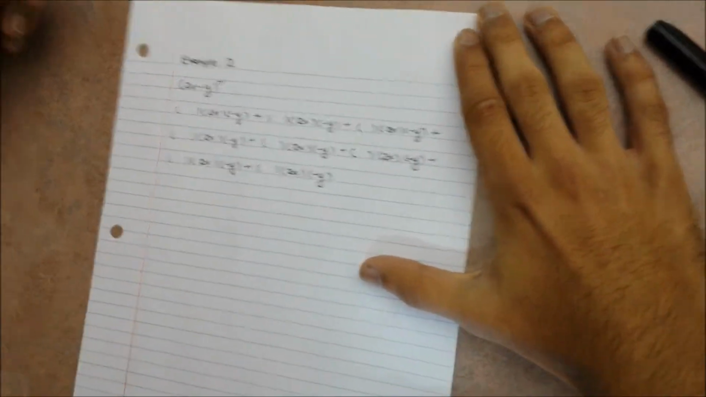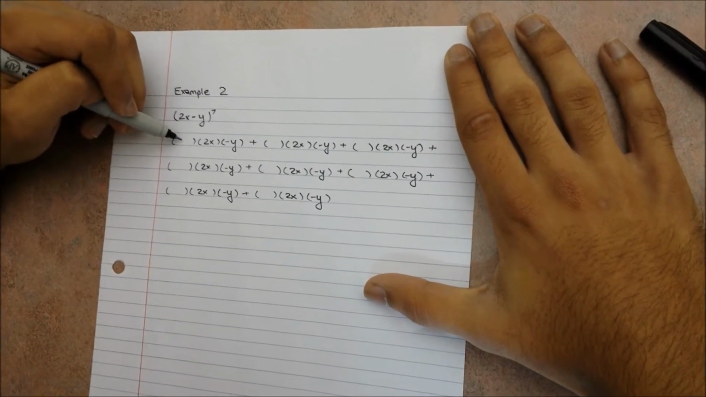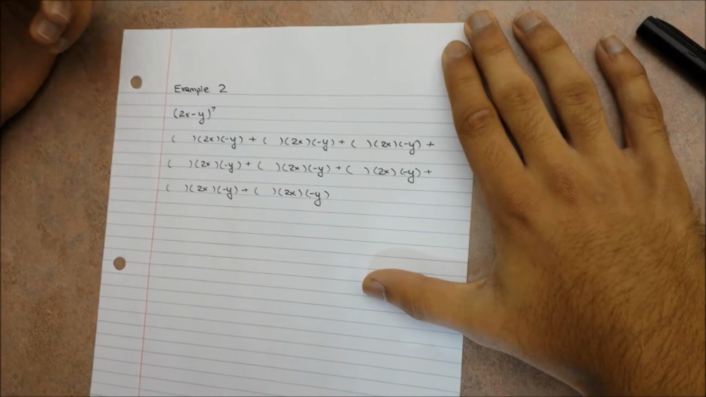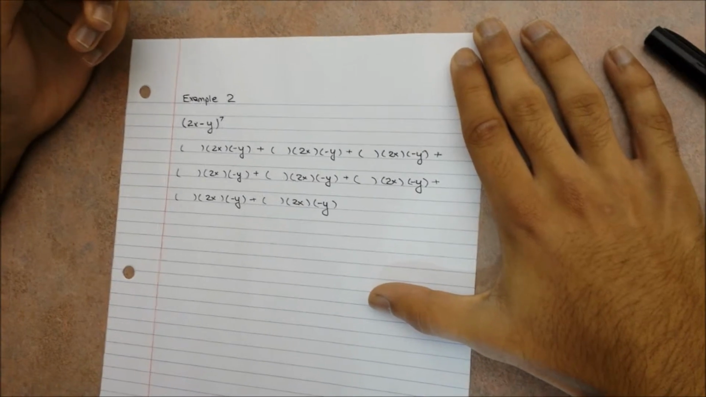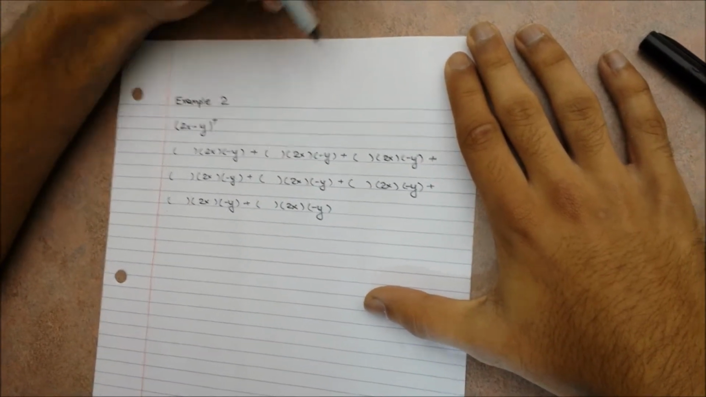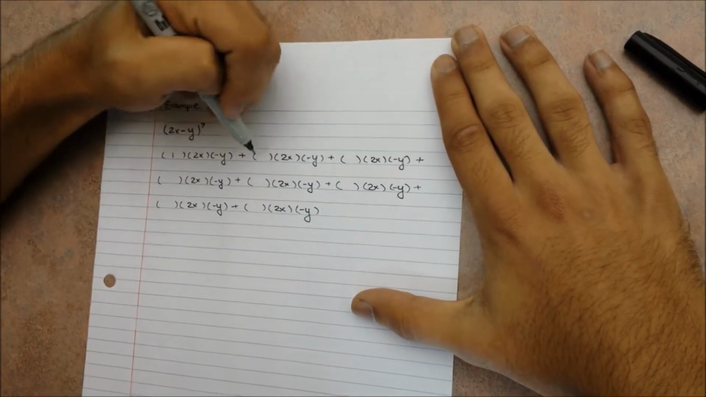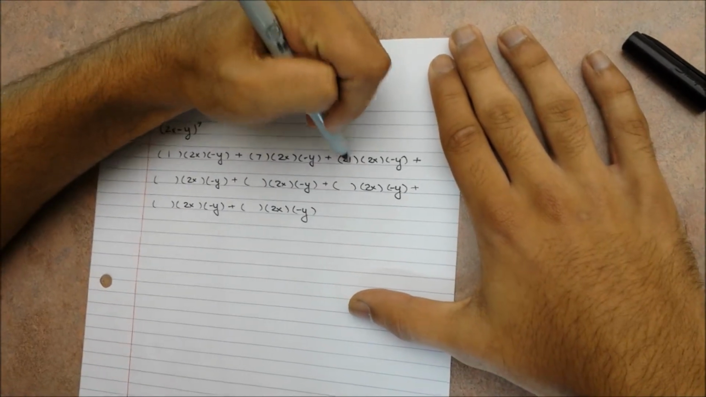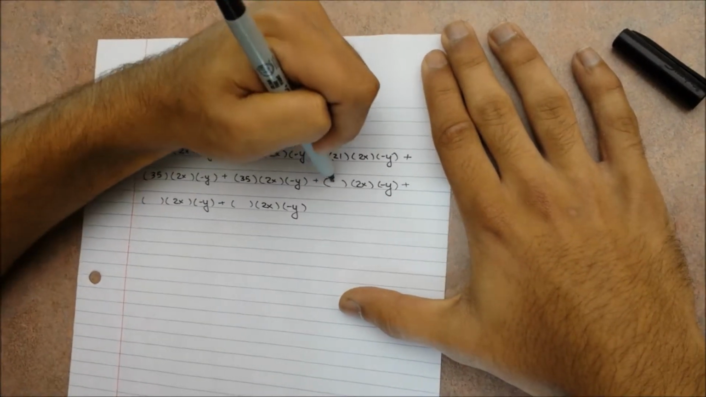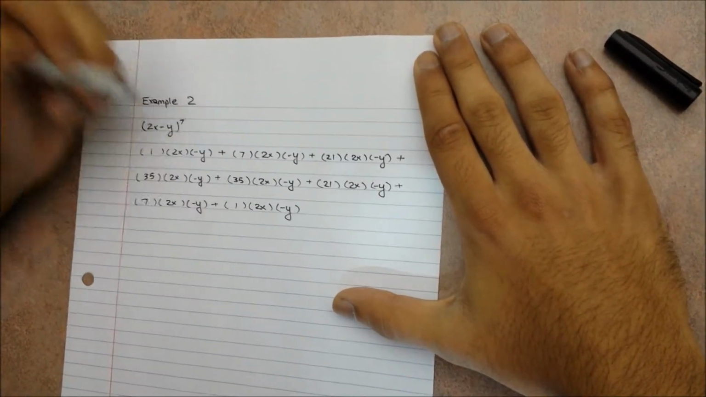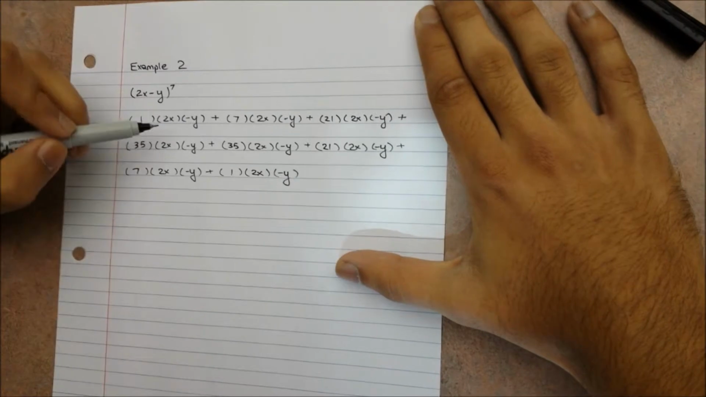And now, for the coefficients, you can use either Pascal's triangle, as Azrit showed you guys, or you could use the combination. For this, I just used Pascal's triangle, and the coefficients that I got were 1, 7, 21, 35, 35, 21, 7, and 1.